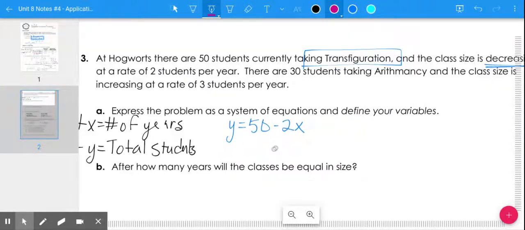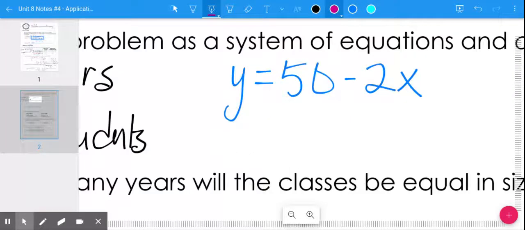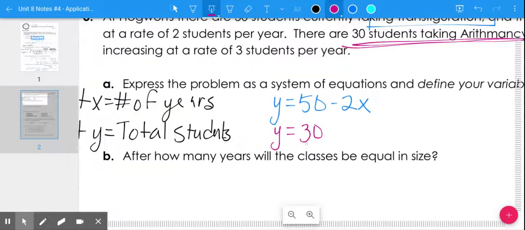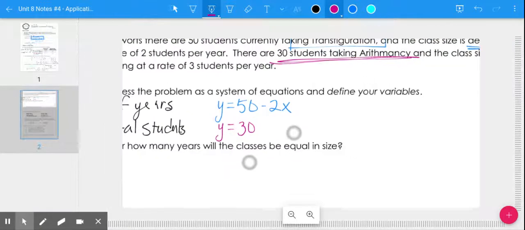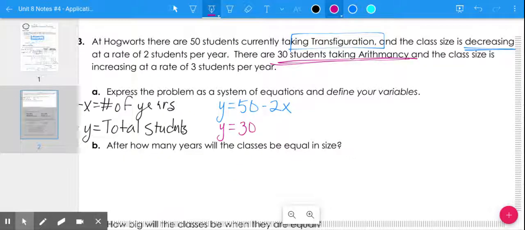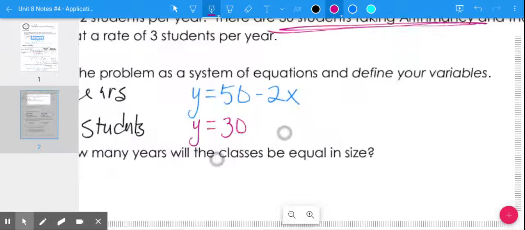Now we're going to look at our pink line, which is going to be this one right here. So that class started with 30. And the class size is increasing, so since it's increasing, we're going to be adding.